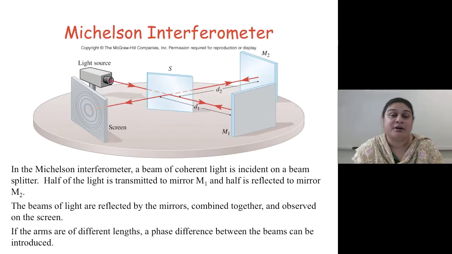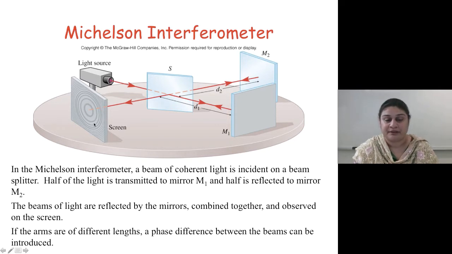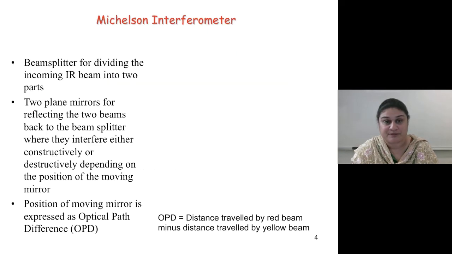This is a setup of a Michelson's interferometer. In this case, a beam of coherent light is incident on a beam splitter. Half of this light is transmitted to mirror 1. The other half is reflected to mirror 2. The beams of light are reflected back by these mirrors, and they combine together and can be observed on the screen. If the arms are of different lengths, a phase difference between these beams can be introduced.